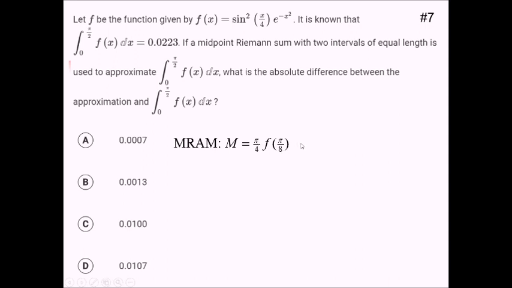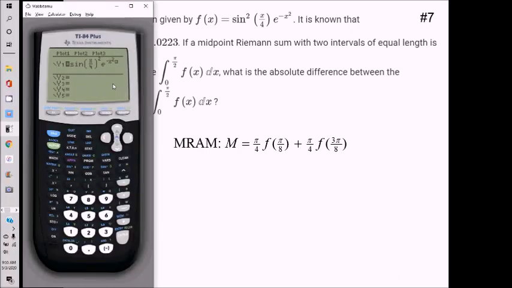Next, my second rectangle, going now from pi over 4 to pi over 2, well, that's going to be pi over 4 for the base times f of 3 pi over 8. That's halfway between pi over 4 and pi over 2. So there's what we're plugging in for that second rectangle. Let me actually do that on the calculator now.